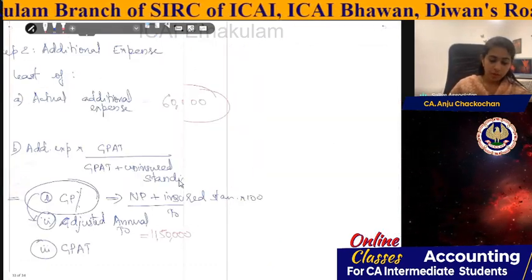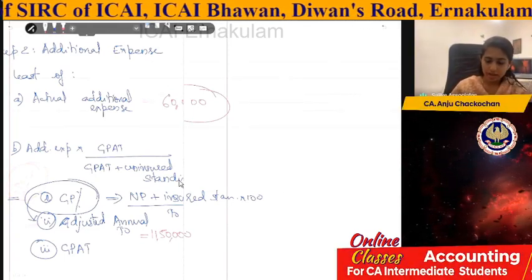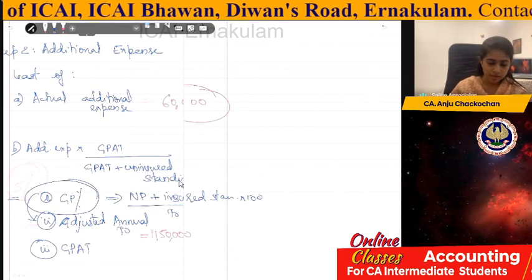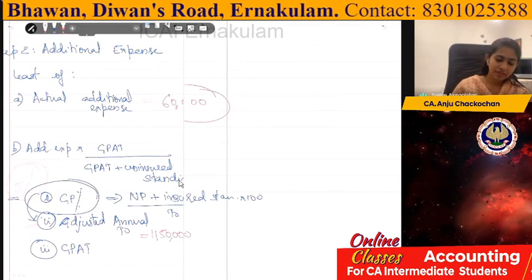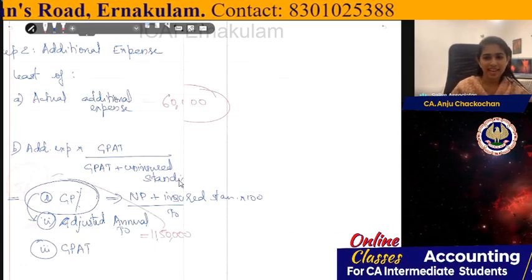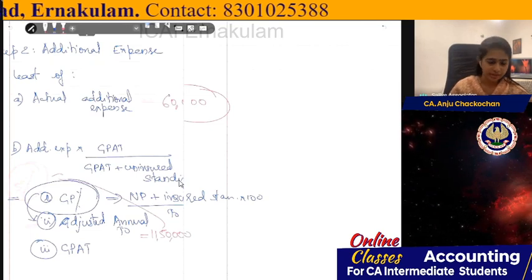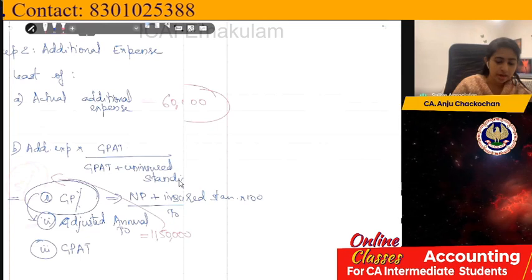Okay. So we computed GP percentage, which is 5%. We also have adjusted annual turnover, which is 11 lakh 50,000. Now, what is a big deal to compute GPAT, right? 11 lakh 50,000 into 5%, you get GPAT. So give me the answer. Yes, Shruti, it is 57,500. Exactly. So you get GPAT as 57,500.